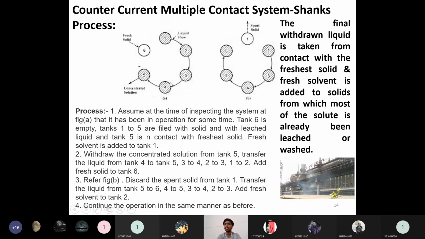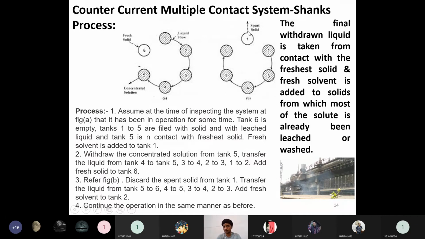Fresh solvent is added to tank 1. Here tank 1 is added with fresh solvent, and it also has the solids, but fresh solids will be added in tank 5. Withdraw the concentrated solution from tank 5. Transfer the liquid from tank 4 to tank 5, then tank 3 to tank 4, then tank 2 to tank 3, then tank 1 to tank 2. Then add fresh solid to tank 6.